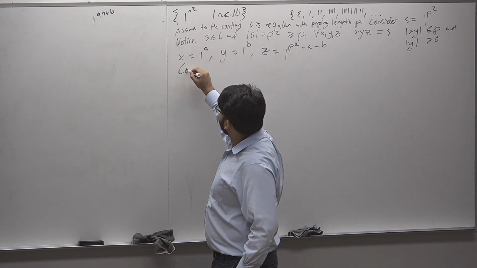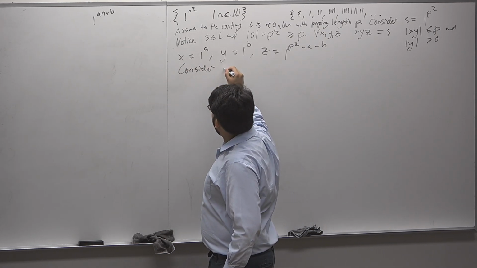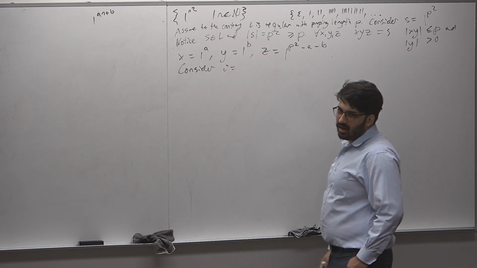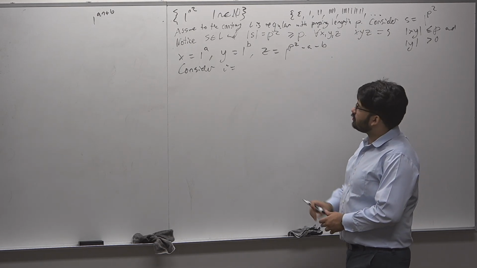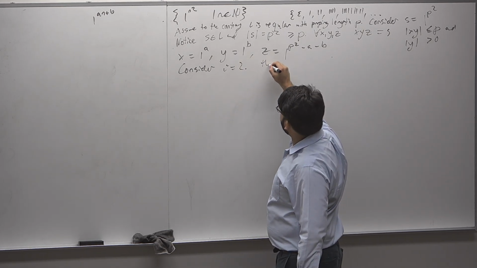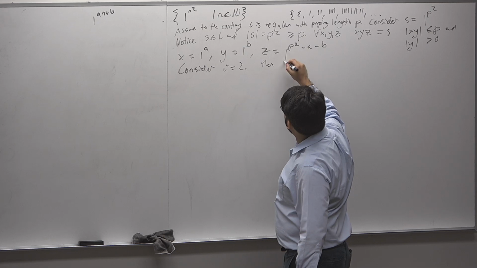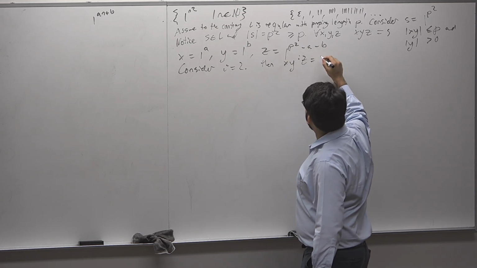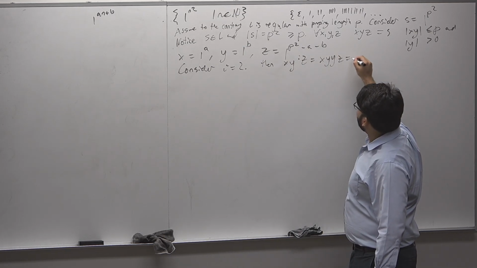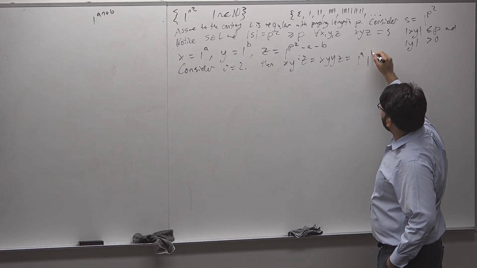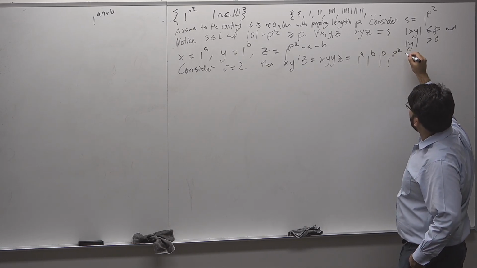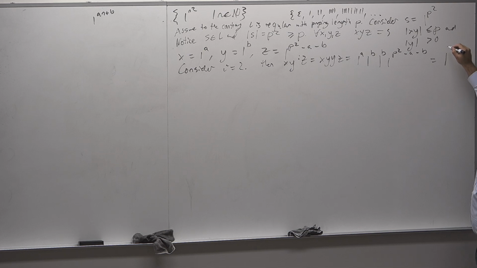Consider i is equal to what? Give me an i. 2. Let's do the small one. i equals 2. Then x y to the i z is equal to x y y z, which is equal to 1 to the a, 1 to the b, 1 to the b, 1 to the P squared minus a minus b, which is equal to 1 to the P squared plus b. Right. Okay. Why is that not in the language? That's the part that's going to take us a second to argue about.